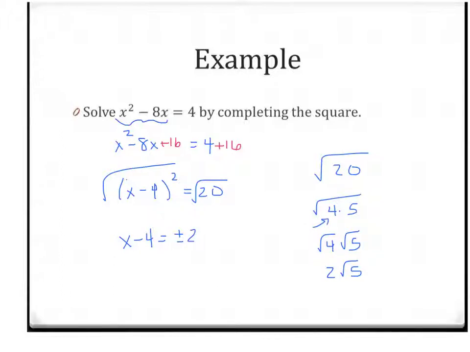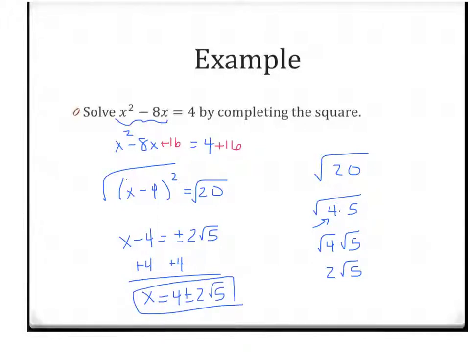So this becomes 2 square root of 5, and then I'm going to add 4 to both sides and get 4 plus or minus 2 square root of 5. You can't add those together because you have a non-radical with a radical. You are done.